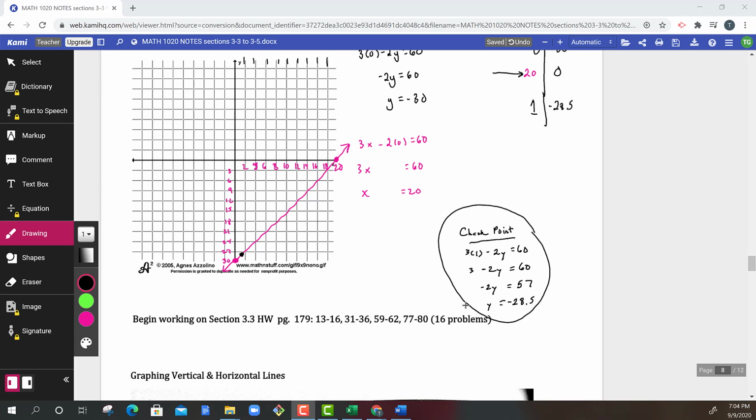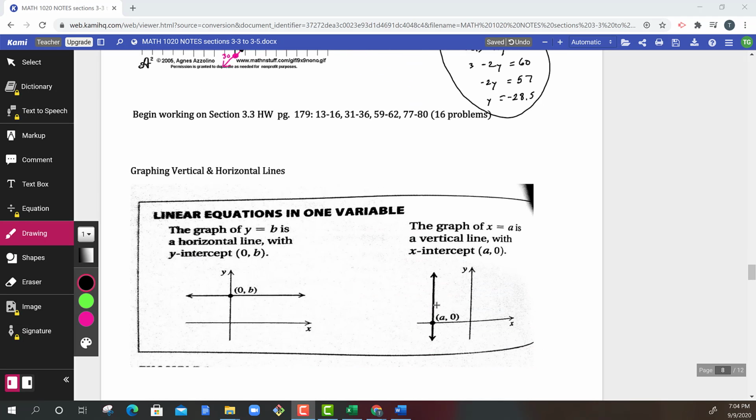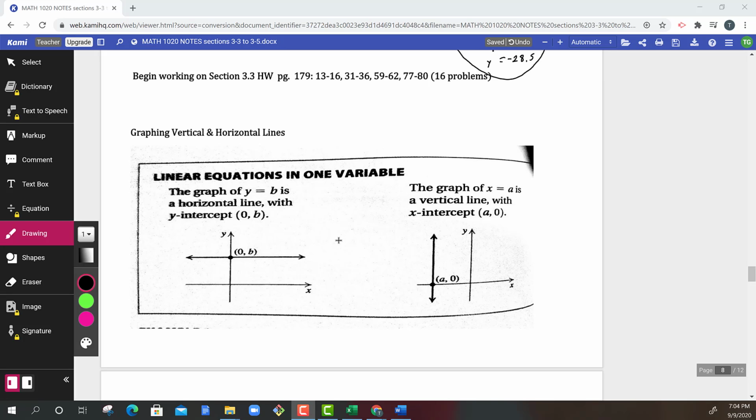The last thing I want to briefly talk about, this is actually in the next section, but we're going to go and hit it real quick, is graphing horizontal lines and graphing vertical lines. So vertical lines are always of this form, x equals a. And the x-intercept is whatever the a value is in that problem. Horizontal lines are always of this form, y equals b. B can be any number, and the y-intercept is at whatever number the equation is talking about.